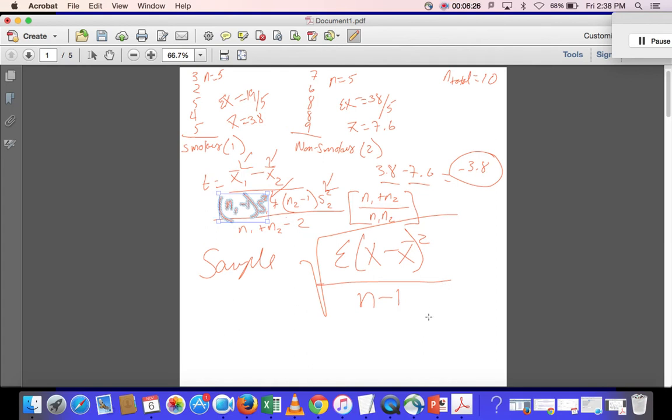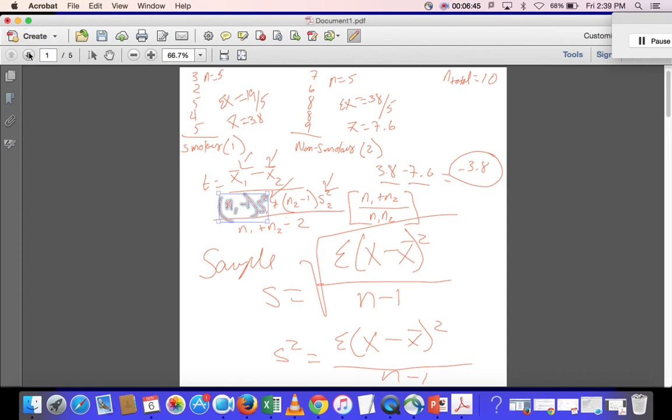So remember, when we take the square root, this is going to be my standard deviation formula. My variance formula is the same thing, except that we are not taking the square root of this equation. So here we're going to divide by n minus 1, but we're not taking the square root. So that's what's going to make the difference between the two.